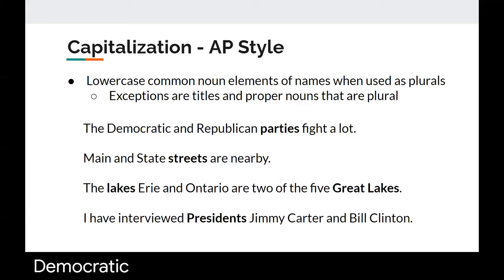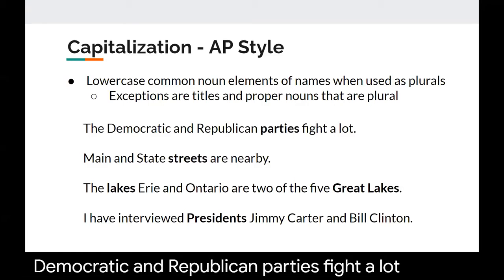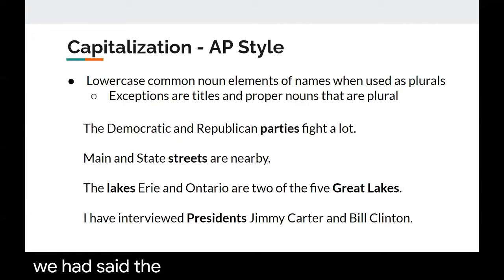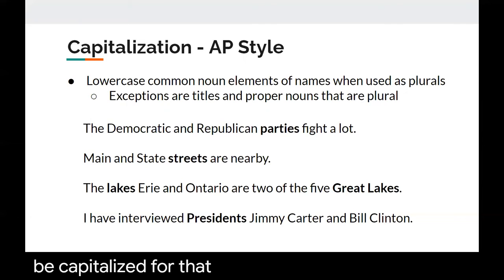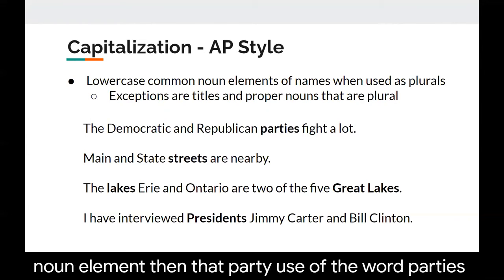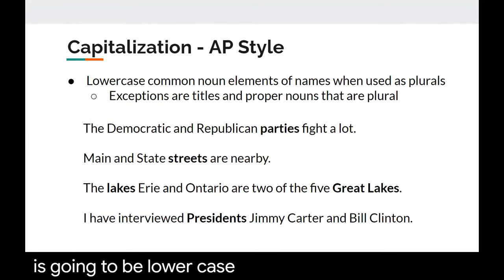The Democratic and Republican parties fight a lot. Now, if we had said the Democratic Party is a major party of the United States, then the P in Democratic Party would be capitalized. However, because we are referring to two nouns that share the same common noun element, that use of the word parties is going to be lowercase. Main and state streets are nearby.